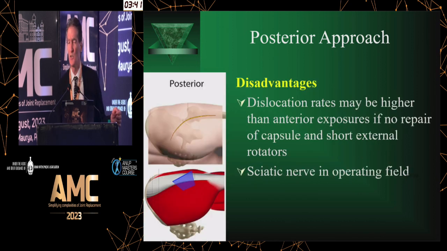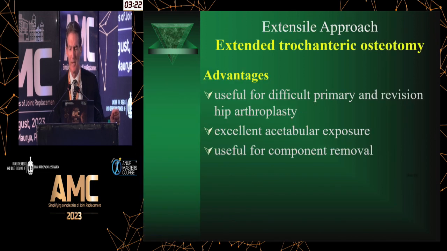But the dislocations, the bad rap about posteriors was that it dislocates out the back, and that's mostly because people were taking out the capsule or they weren't repairing it adequately. And so every time that people got in an extreme position, it just popped right out. And sciatic nerve palsies and sciatic nerve injuries are not unheard of after operating with it right in your operative field. And then, of course, there's the extensile approaches like the ETO.